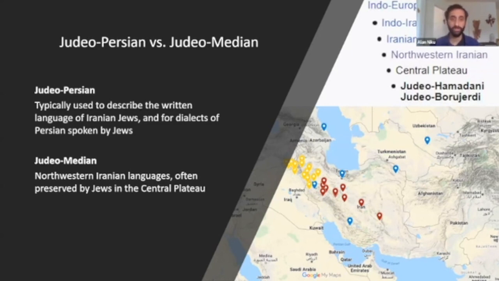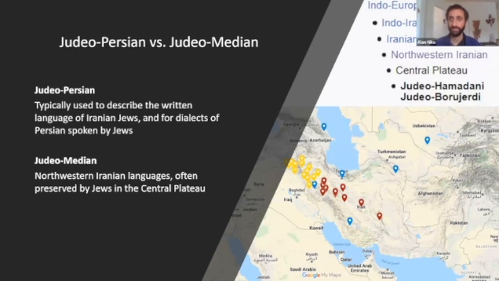However, it's also used to describe modern dialects of the Persian language, which is the major language of all of Iran and Afghanistan, Tajikistan, parts of Uzbekistan. It's a major language, Persian. So Judeo-Persian is also used to describe Jewish dialects of that language that are more modern, that are influenced by some of the other languages we're going to talk about. Judeo-Persian is a Southwest Iranian language.